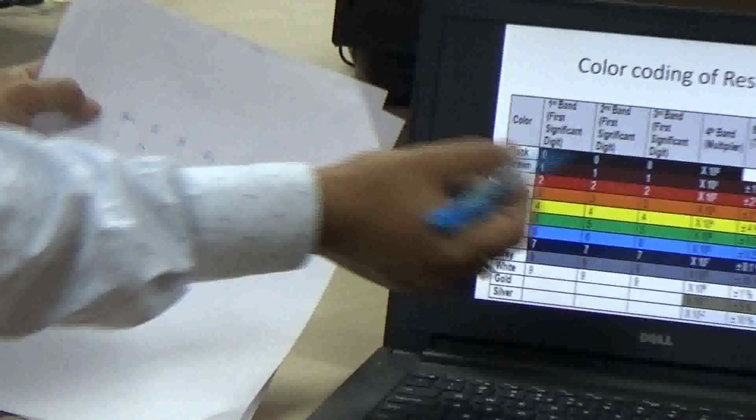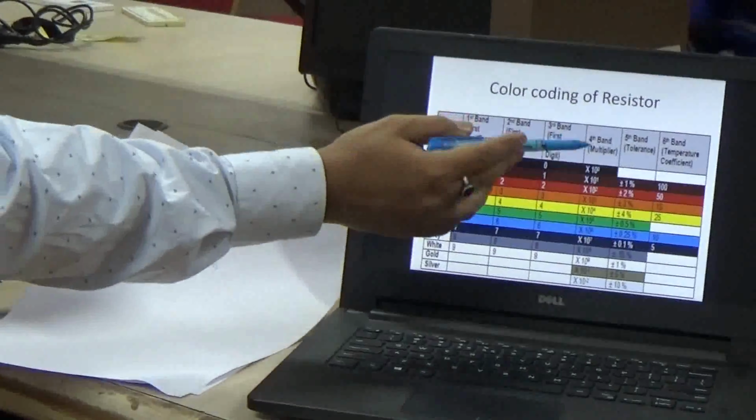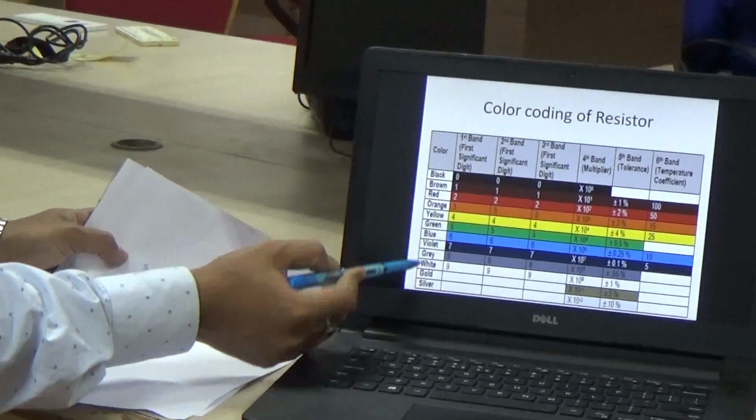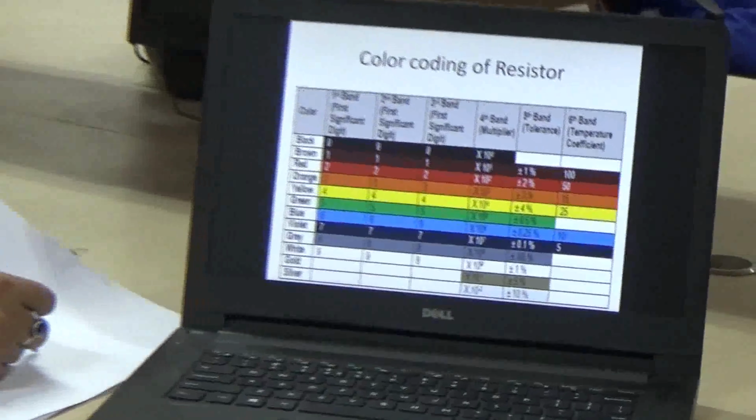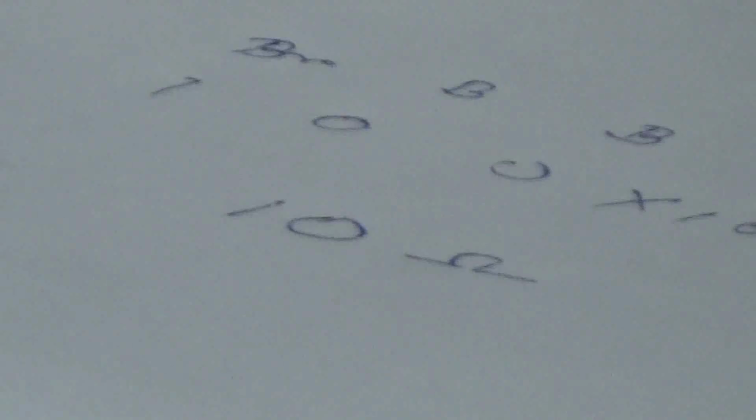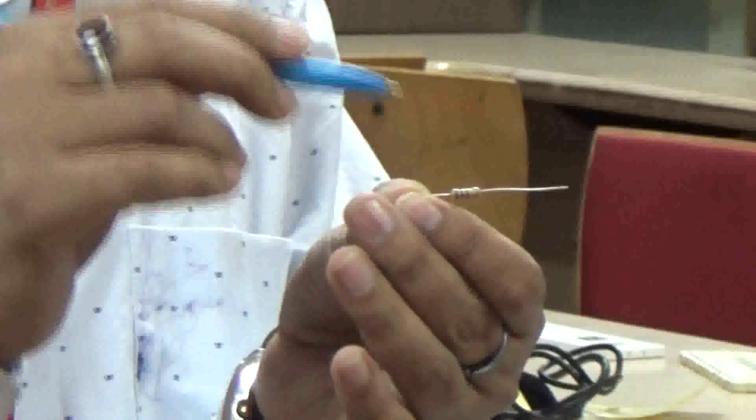So brown indicates 1. Black indicates 0. Again, the third band is black, so 0. The fourth band is gold, so we multiply by 10 raised to power minus 1. If we multiply, it becomes 10 ohm. So the value of the resistance is 10 ohm. By using the color code, we can find the value of any resistance.